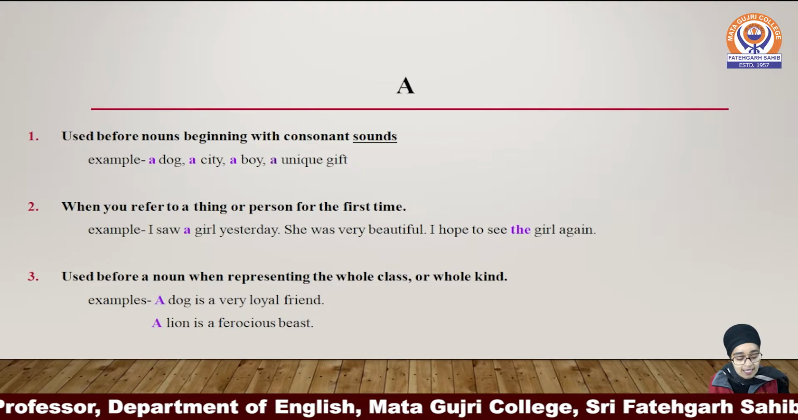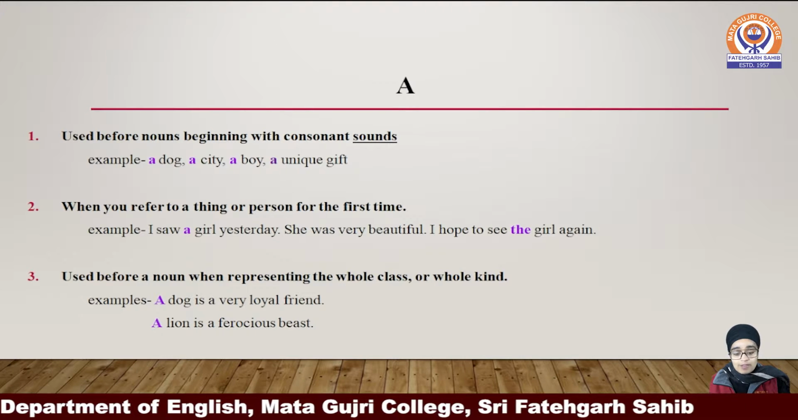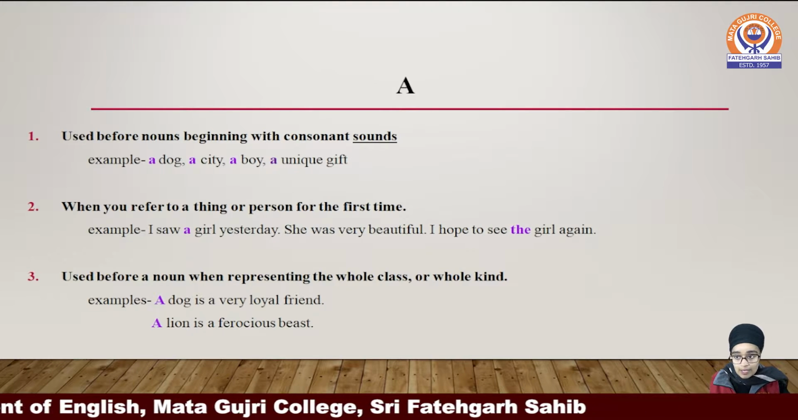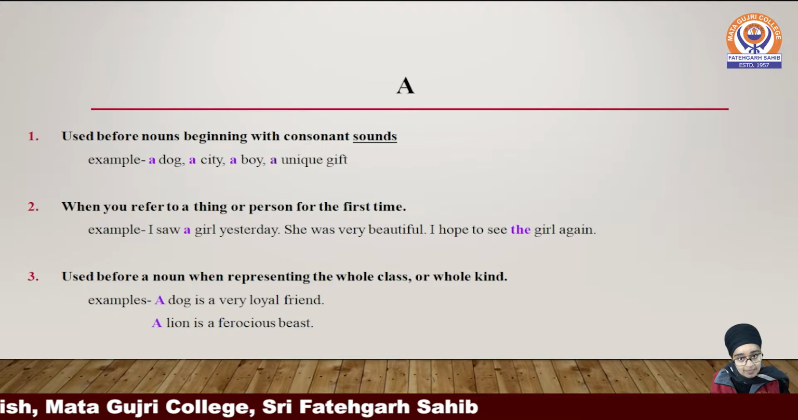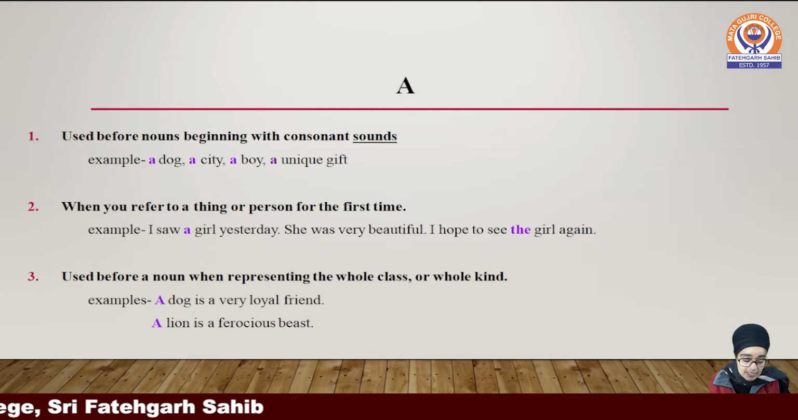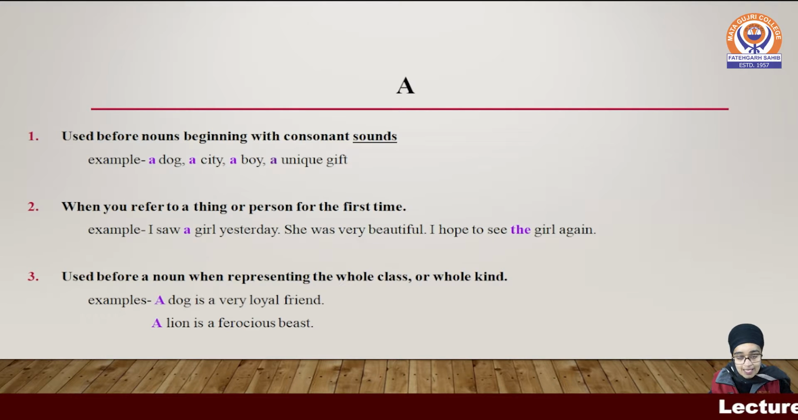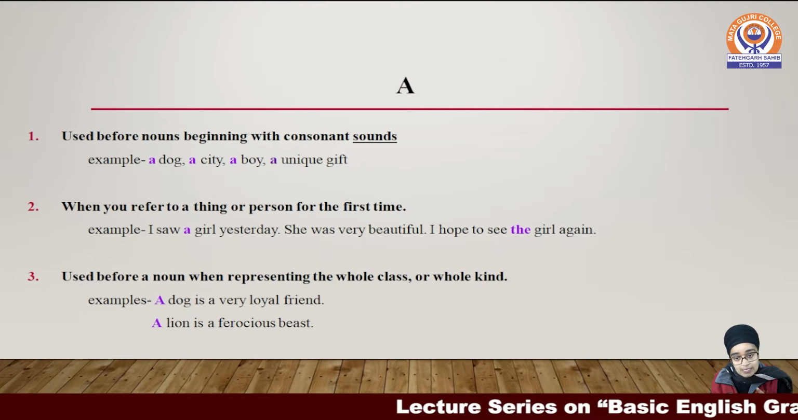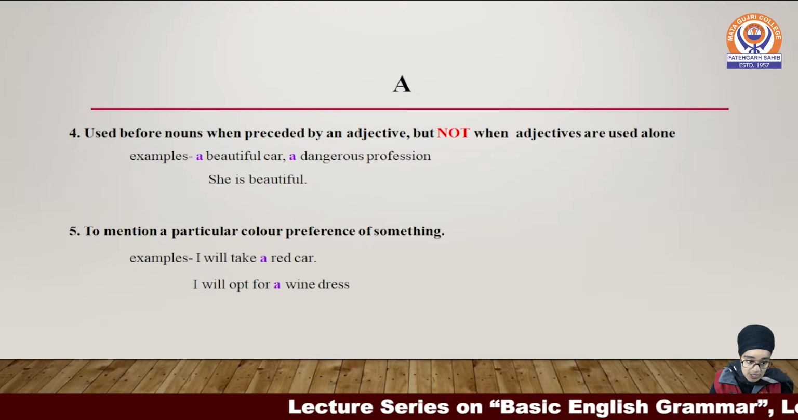Third, a is used before a noun when representing the whole class or whole kind. When one thing represents the entire class of that thing. For example, if I say a dog is a very loyal friend, so I am not talking about one dog, I am talking about dogs as a whole class, as a whole generic class. So a lion is a ferocious beast. It does not talk about any one lion, it talks about lions in general.